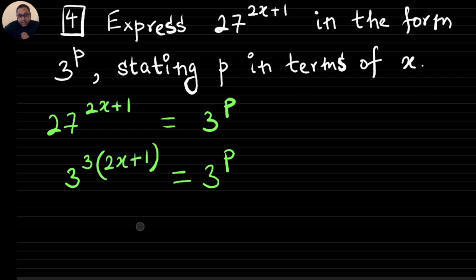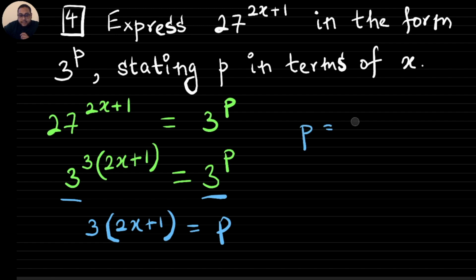For our next step, I will use the same condition we have used in the previous example. If bases are the same, then powers can be equated. I have 3 as the base on the LHS and 3 as the base on the RHS. Hence, I can equate 3 times (2x plus 1) equals p. Hence, p would be equal to 6x plus 3. This is your answer.